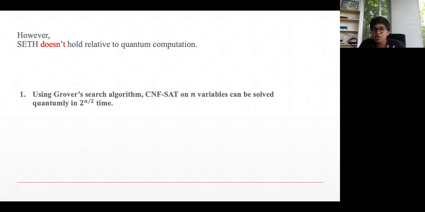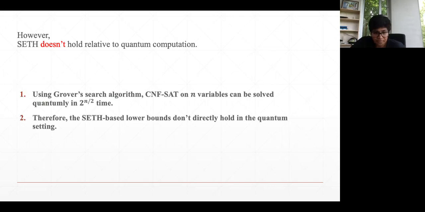And using the same Grover search algorithm over CNF-SAT on n variables, we can actually solve this in 2^(n/2) time. So we can do it quadratically faster. Therefore, all these SETH-based lower bounds that we talked about don't hold in the quantum setting anymore, because SETH itself is not true anymore.